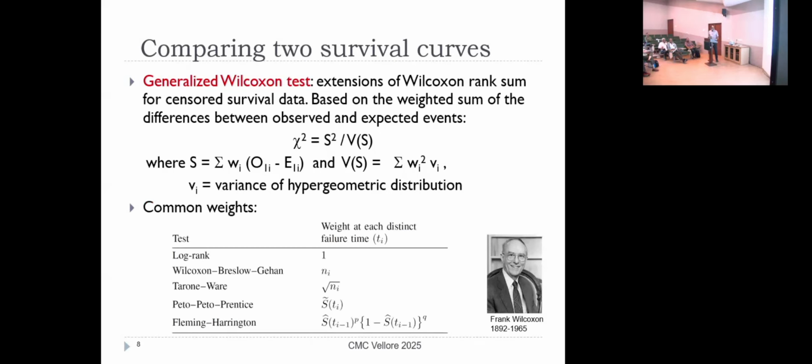And it's a weighted sum of the differences between these observed and expected ones. And he adjusts that by a weight. So it gives different weights to different time points, and the variance now takes that into account. It's a little complicated, but the common weights that one uses: if I use the weight of one, I get the log rank.